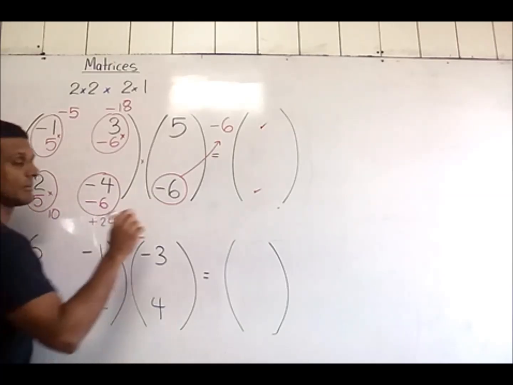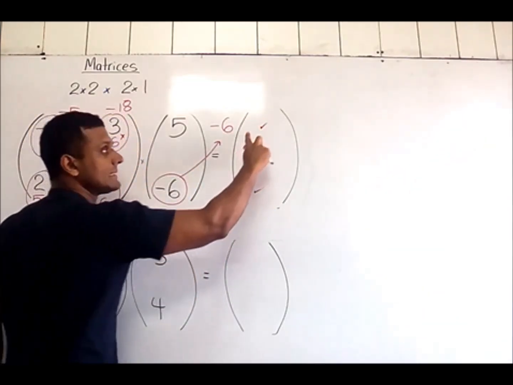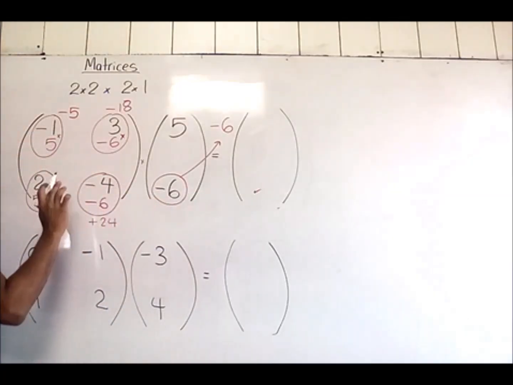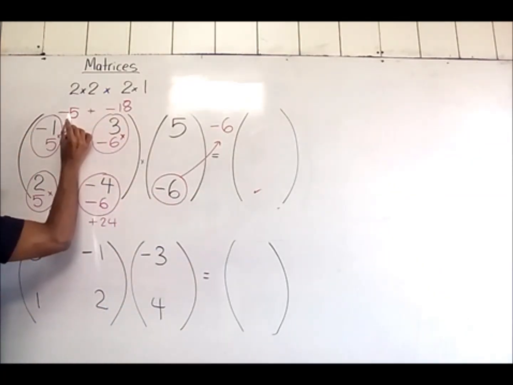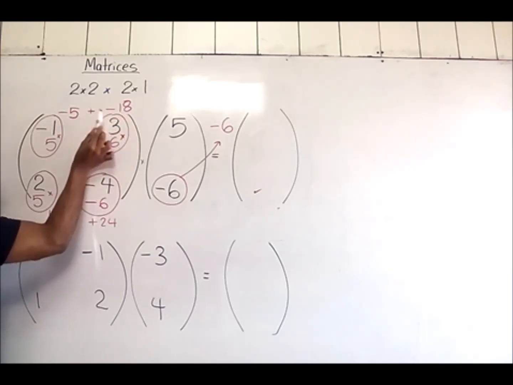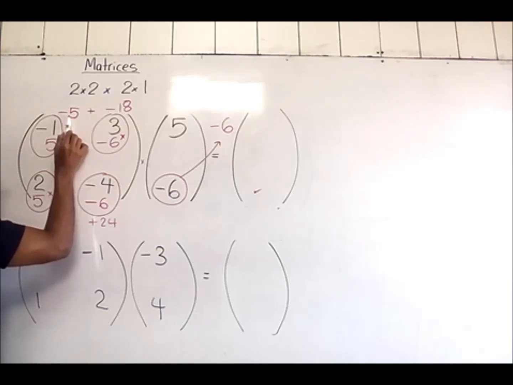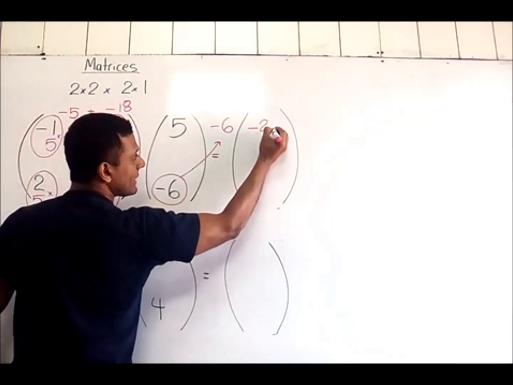Now remember, I said we were looking for two answers, one on top and one underneath. To get the answer on top is very easy. We just add the two answers we got on top here. Minus 5 plus minus 18. Remember, a positive and a negative is a negative. So minus 5 minus 18 is minus 23.